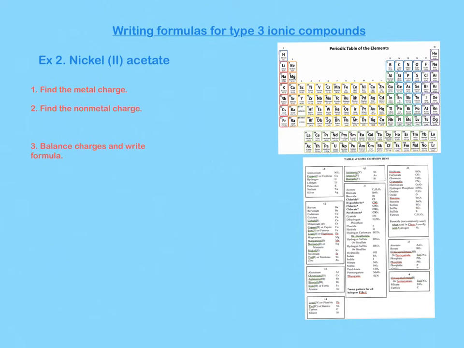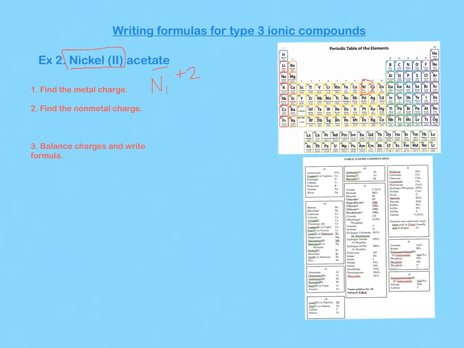Let's do one more. So I want to write the formula for nickel 2 acetate. So again, the first thing I have to do is find the metal charge. This one has a Roman numeral, so it's pretty easy to find the charge. I just need the formula for nickel. So that's Ni, so I write Ni, and because it has a 2 here, I know that this has a +2.